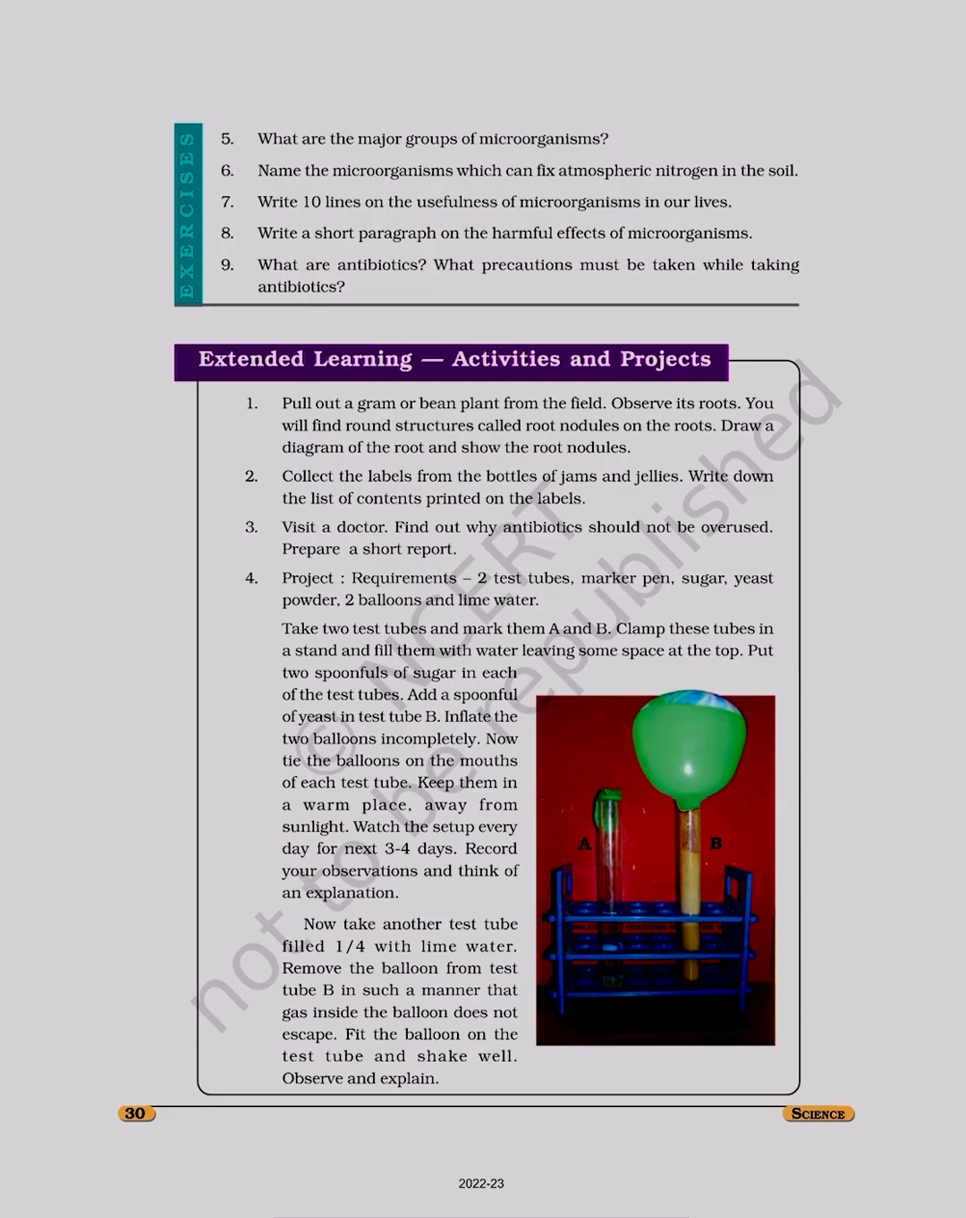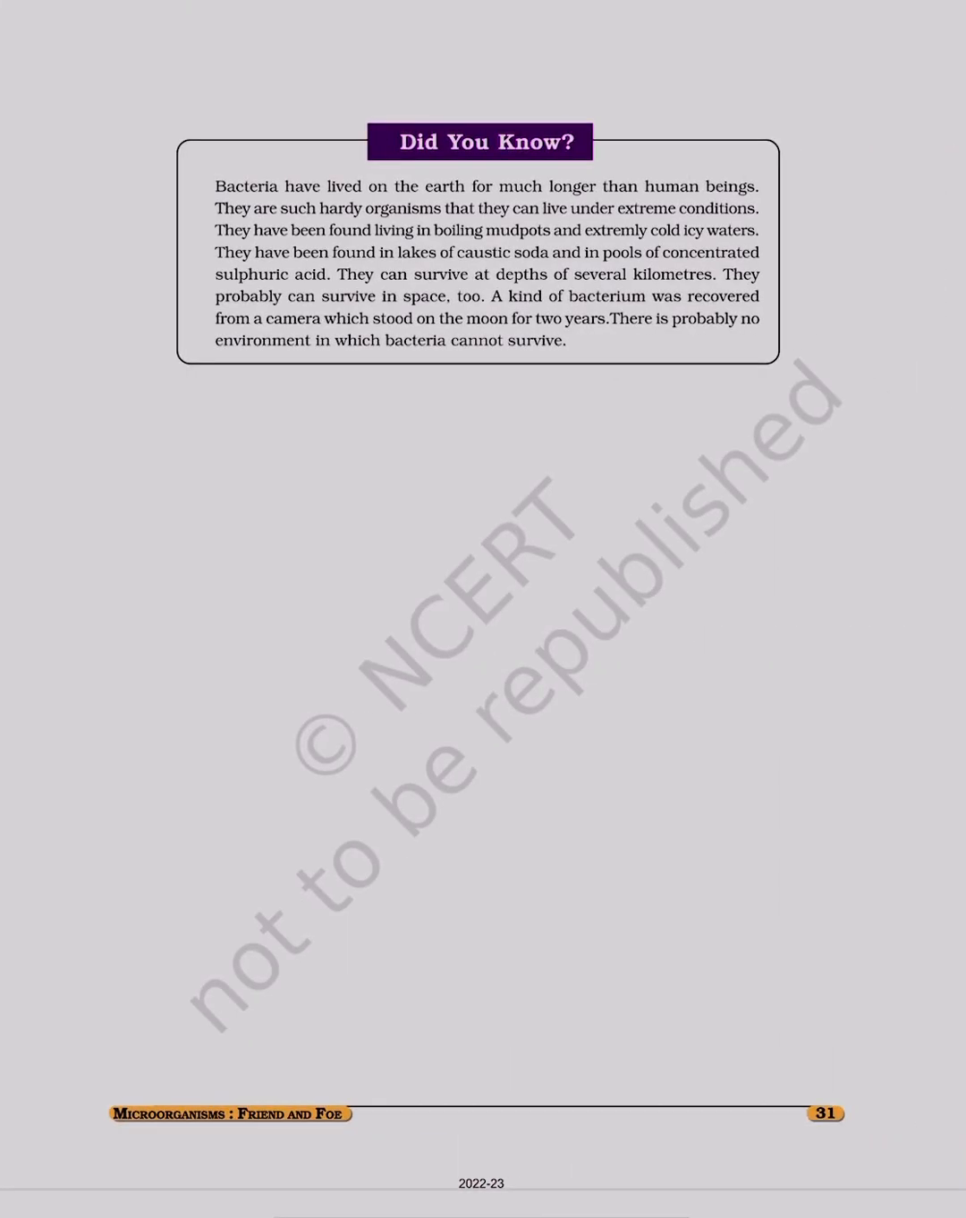Keep them in a warm place away from the sunlight. Watch the setup every day. For the next 3 to 4 days, record your observation and think of an explanation. Now take another test tube, fill it one-fourth with lime water. Remove the balloon from test tube B in such a manner that gas inside the balloon does not escape. Put the balloon on the test tube and shake well. Observe and explain.